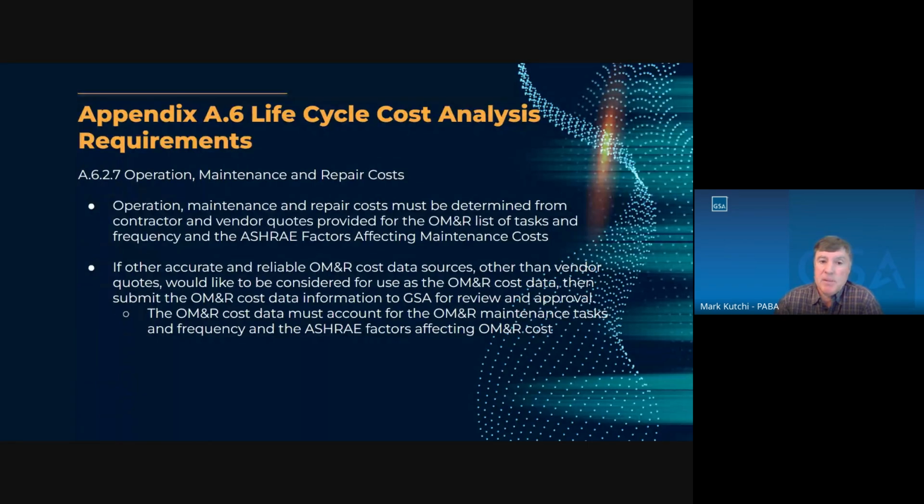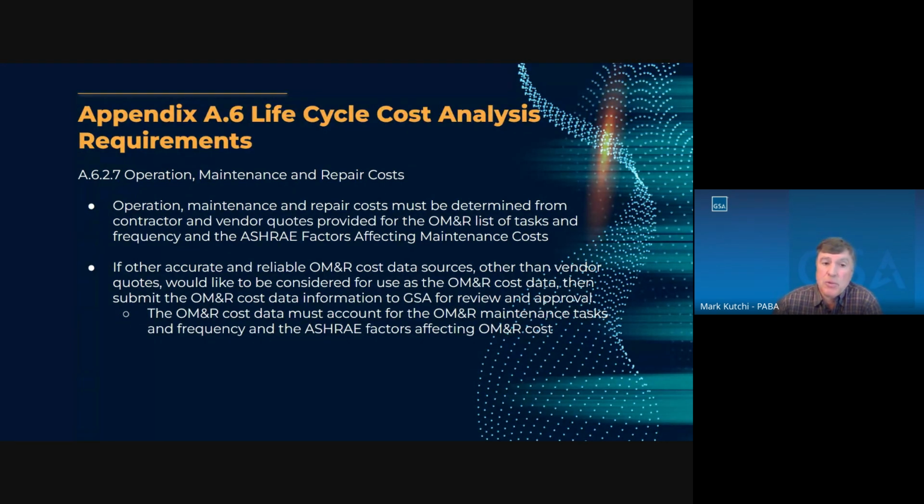Operation and maintenance repair costs must be determined from the contractor and vendor quotes provided for the OM&R list of tasks and frequency and the ASHRAE factor. So at a high level, the tasks and frequencies are identified, and then vendor quotes are provided for those tasks and frequencies, with the addition of the ASHRAE factors included in those costs.